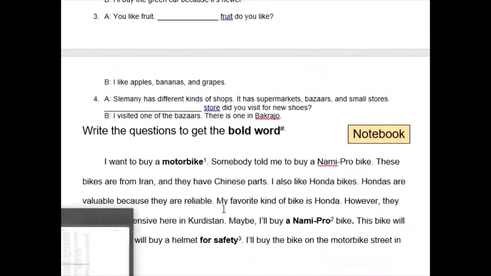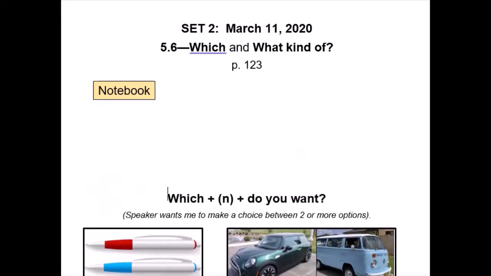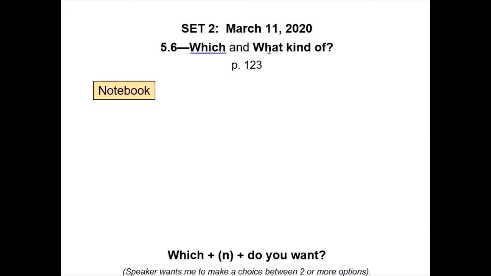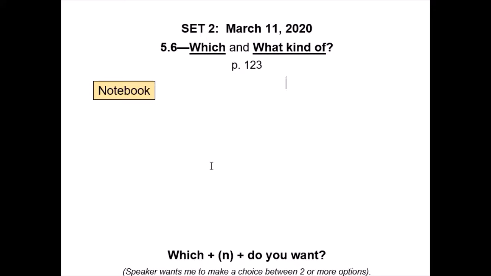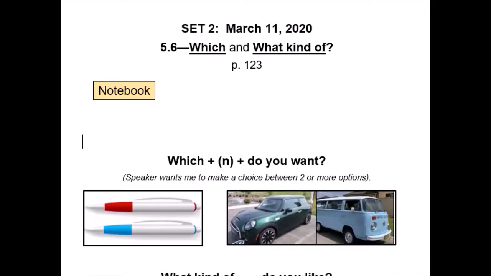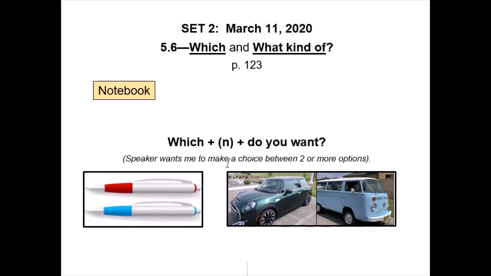Okay, so the first topic in your notebook is which and what kind of. These are two information questions that you can ask when you have different choices. So the first example, which plus noun do you want? Okay, the speaker wants me to make a choice between 2 or more options.